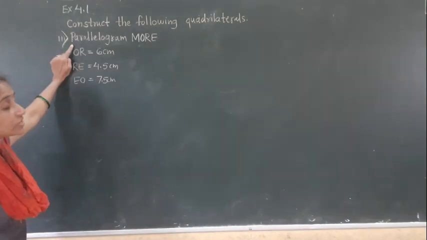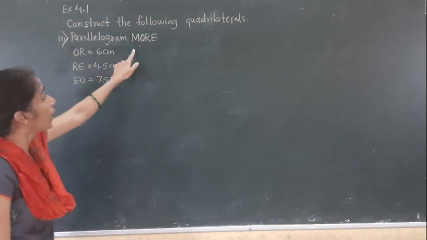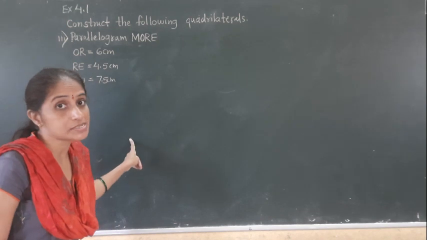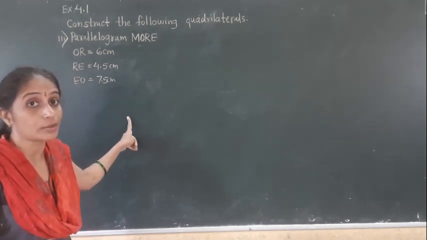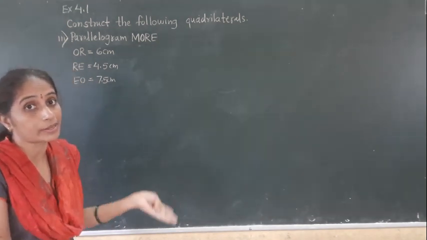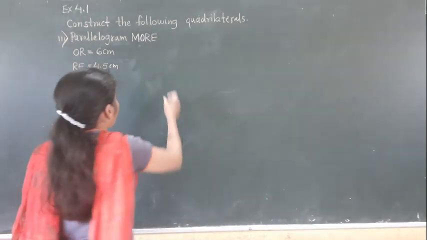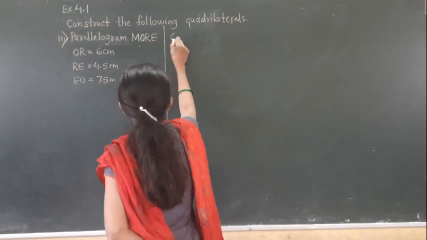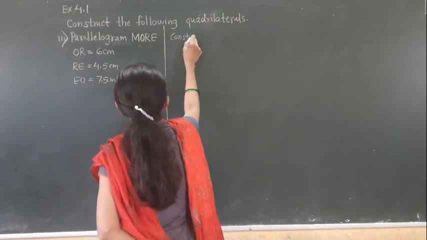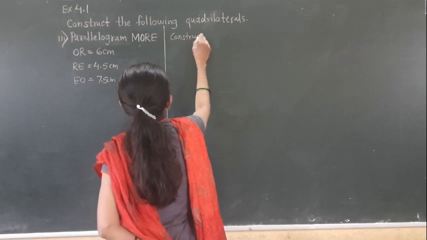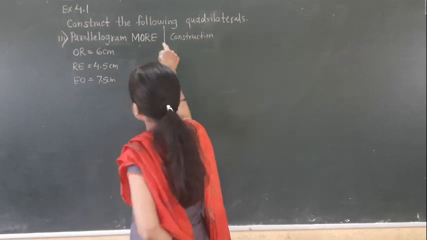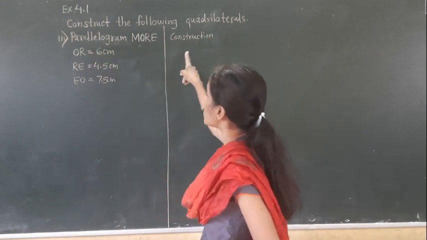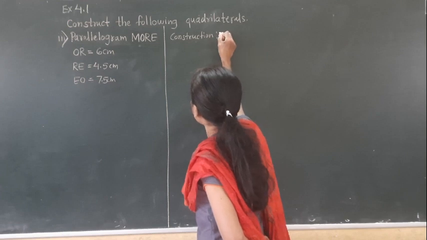Okay, so now question number 3. Parallelogram NORE. Now you know parallelogram. What do we have to construct here? Parallelogram. See, opposite sides of a parallelogram are equal. Then I will write here, construction. Which construction are we going to do here? We are going to construct a parallelogram, and opposite sides of a parallelogram are equal.